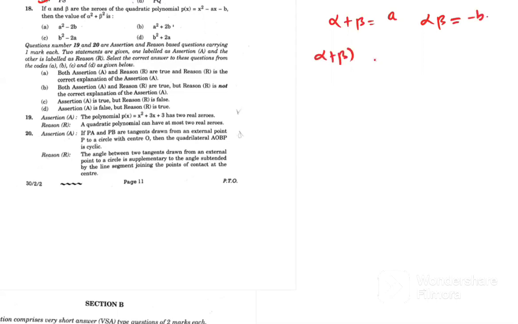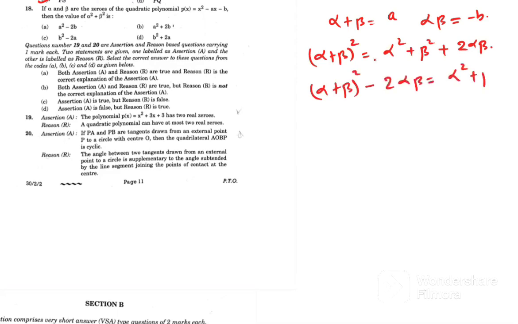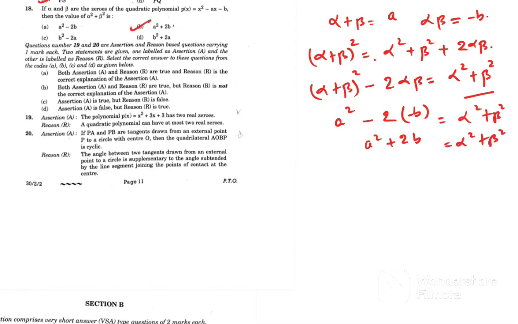Now friends, here alpha plus beta whole square, what is it? It is alpha square plus beta square plus 2 alpha beta. Okay, so now I can write alpha plus beta whole square minus 2 alpha beta equals alpha square plus beta square, isn't it? So this is what we have to find. Now alpha plus beta is a, so I can write a square minus 2 into alpha beta. Alpha beta is how much? Minus b. So we get a square, minus into minus is plus 2b. That is nothing but the alpha square plus beta square value. So alpha square plus beta square is a square plus 2b, which is option B. Okay, so this is our answer.